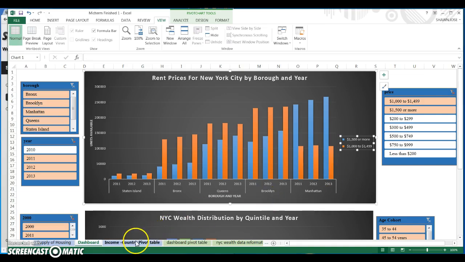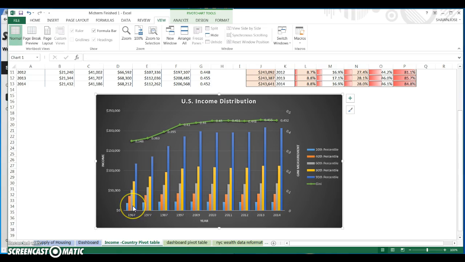Now, finally, the last chart that I want to show you is zoomed out. So instead of looking at just New York City, it's going to take into account all of the United States and the income distribution. The first thing I want to point out on this chart is down here, which is the year. We can see that it starts from 1967 and goes all the way to 2014, which is a much longer time span than our dashboard charts had. So if we wanted to really compare the 2, we would only look from 1997 to 2014.